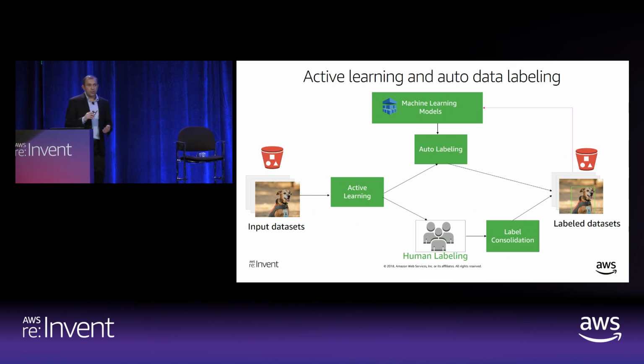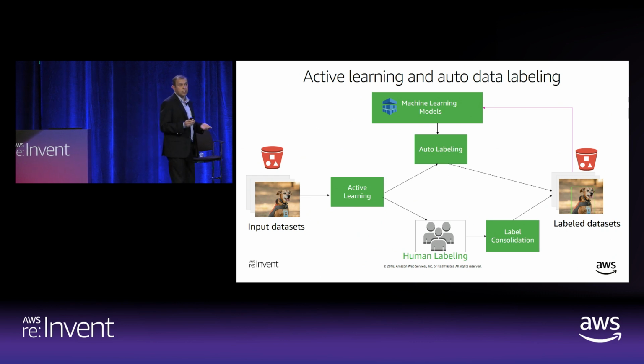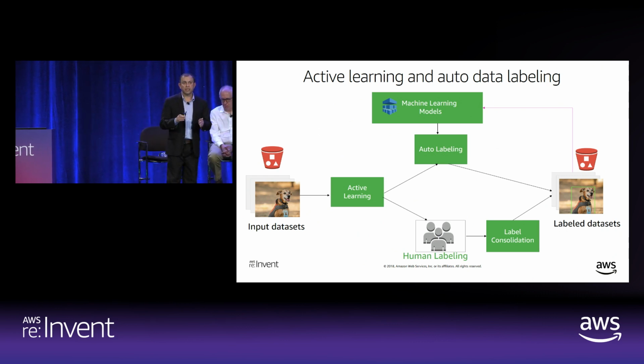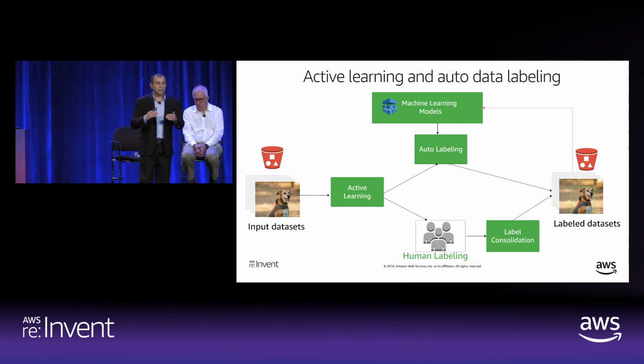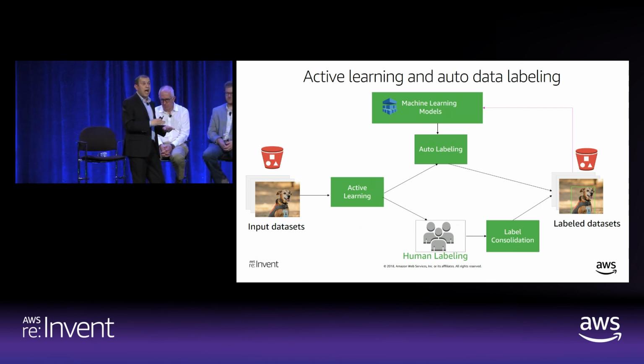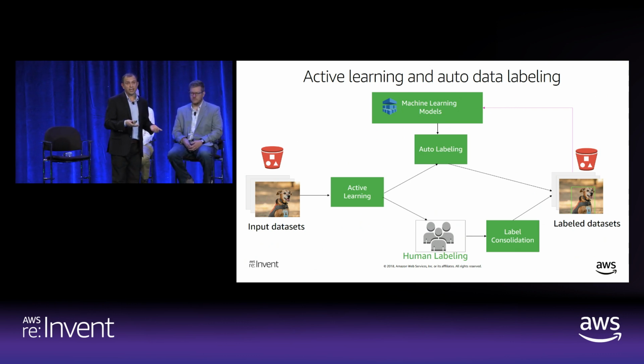For example, the stopping condition could be that the whole data set has been labeled. Okay. So with this combination of active learning and auto data labeling, the overall objective is to reduce the amount of human labeling that has to be performed, and the goal is to auto label as much of your data set as can be done.